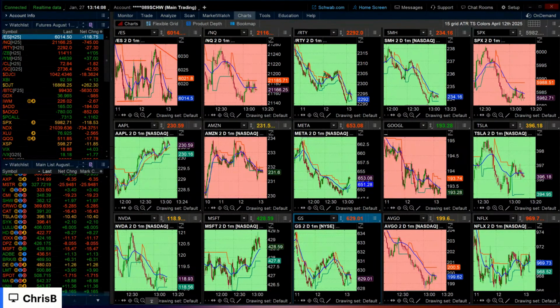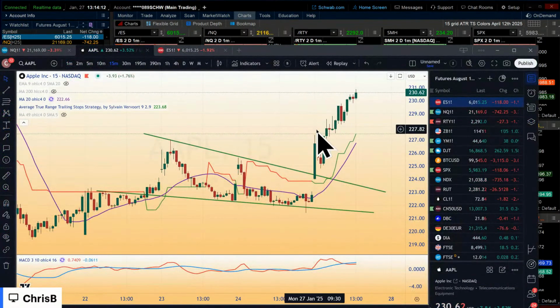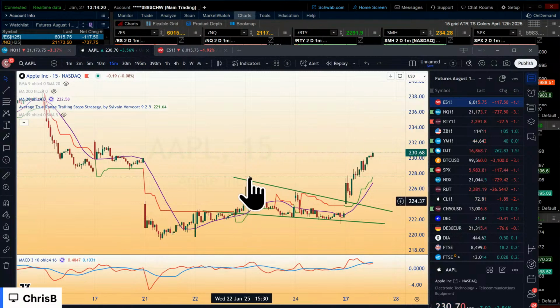That's why we stayed long. Looks great. But we got out right here. I know it's up here, but we took a profit on a butterfly prior to earnings. So that's it. We saw the bull flag. We stayed in until here.